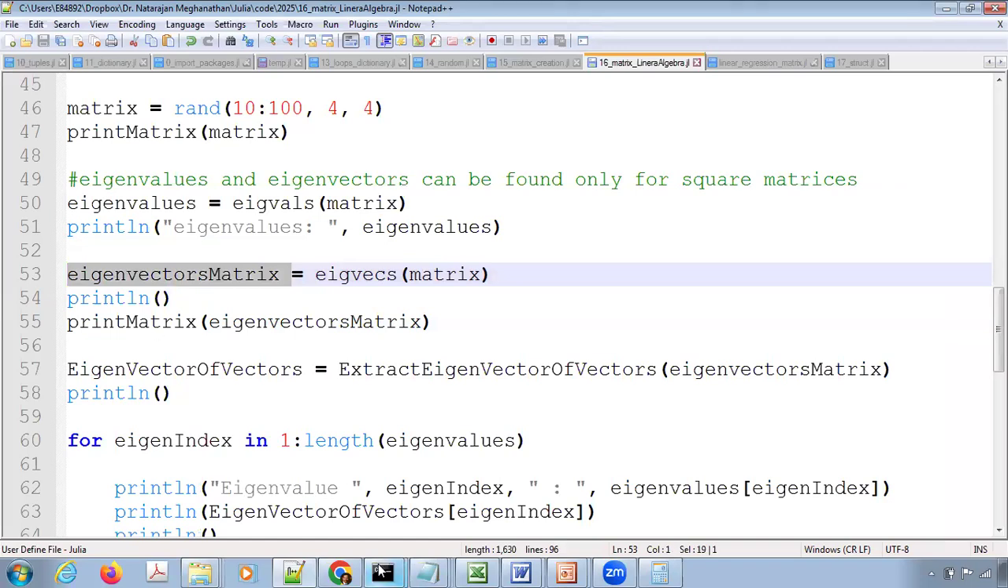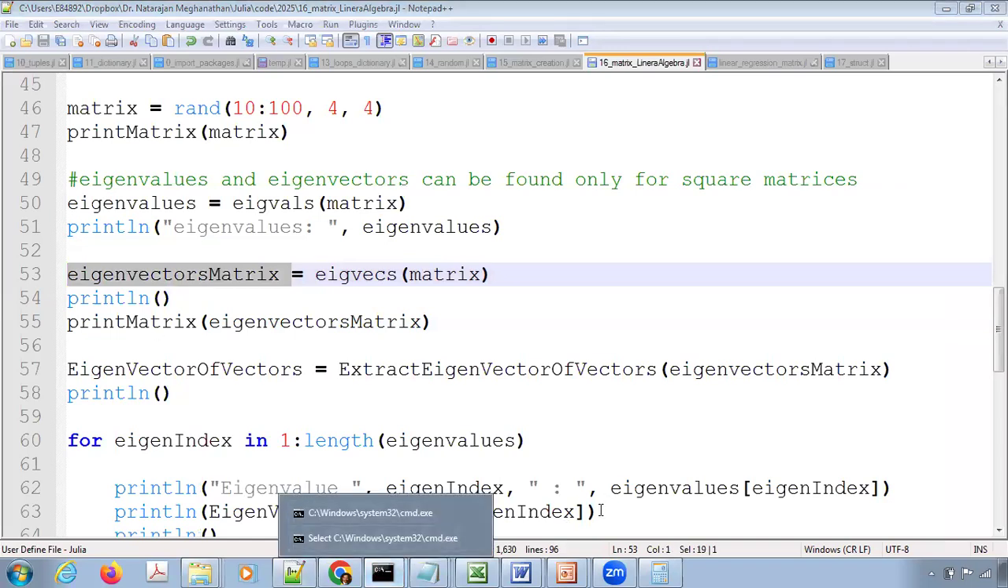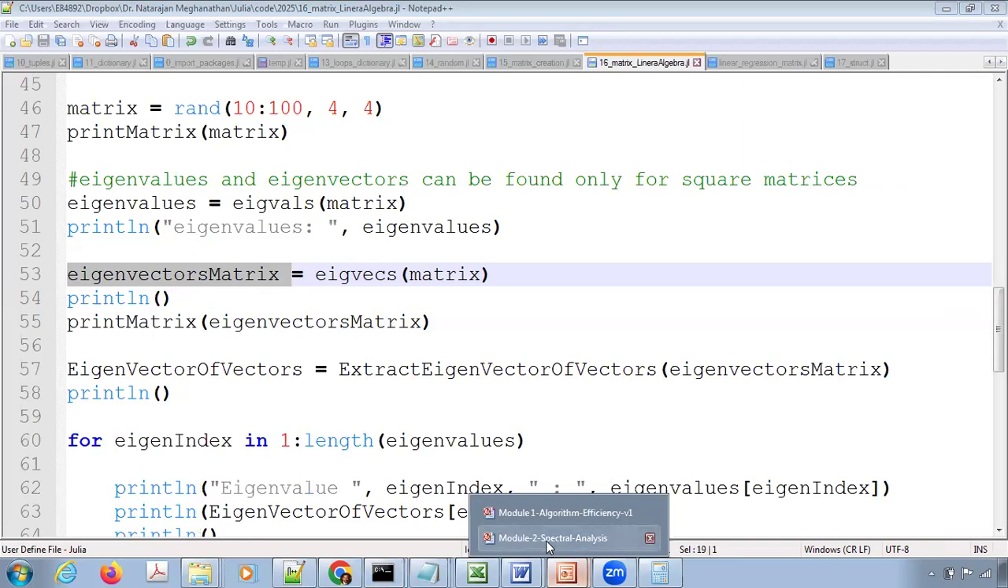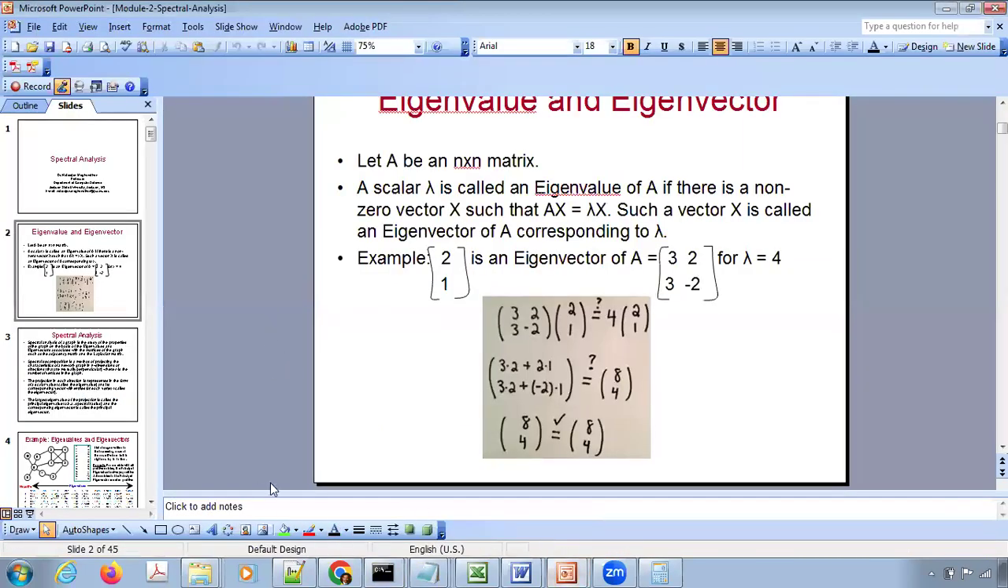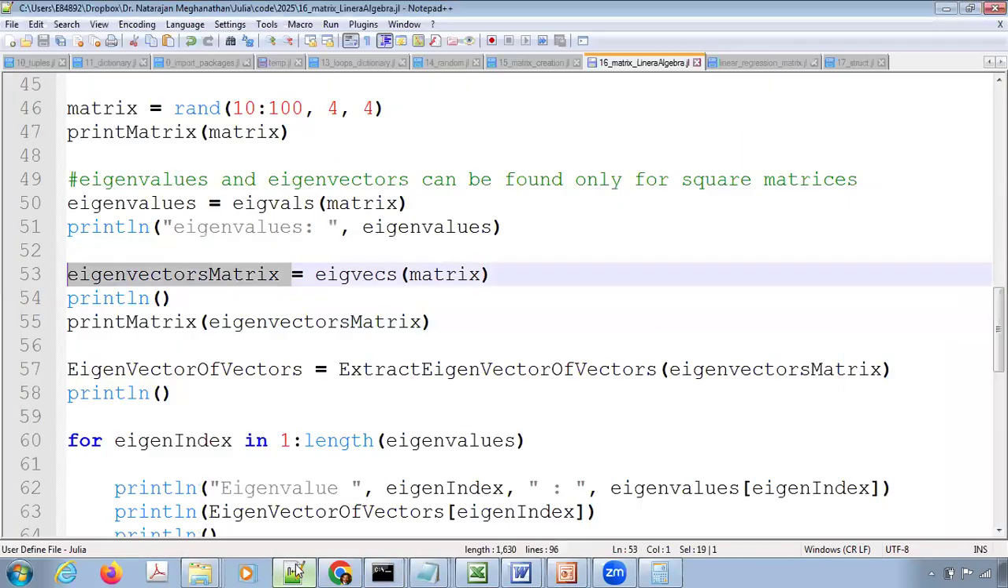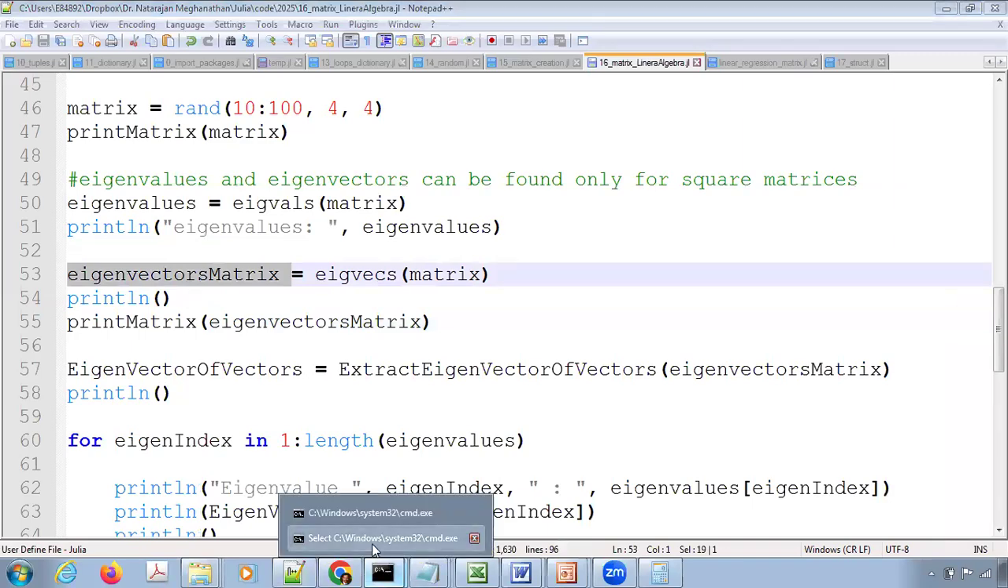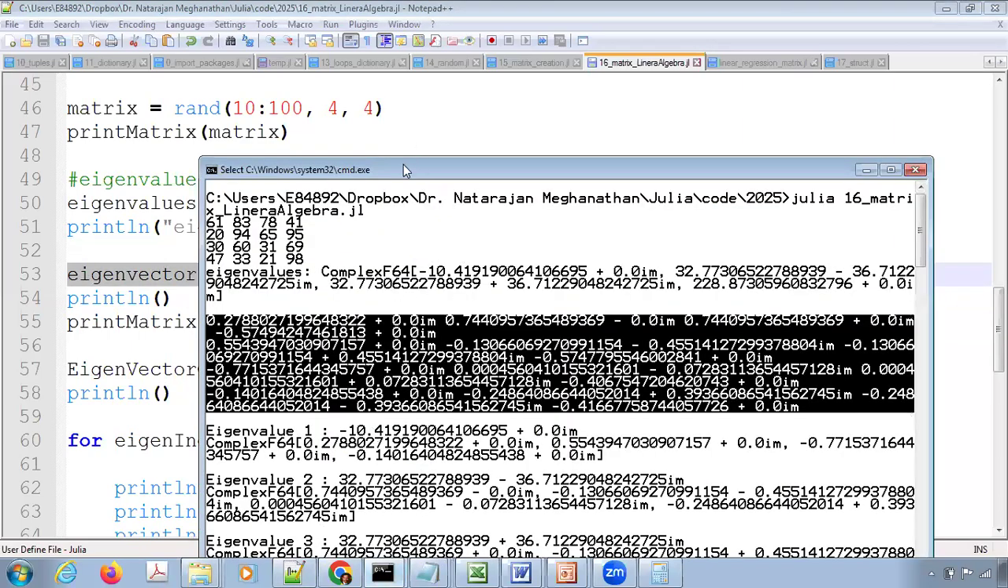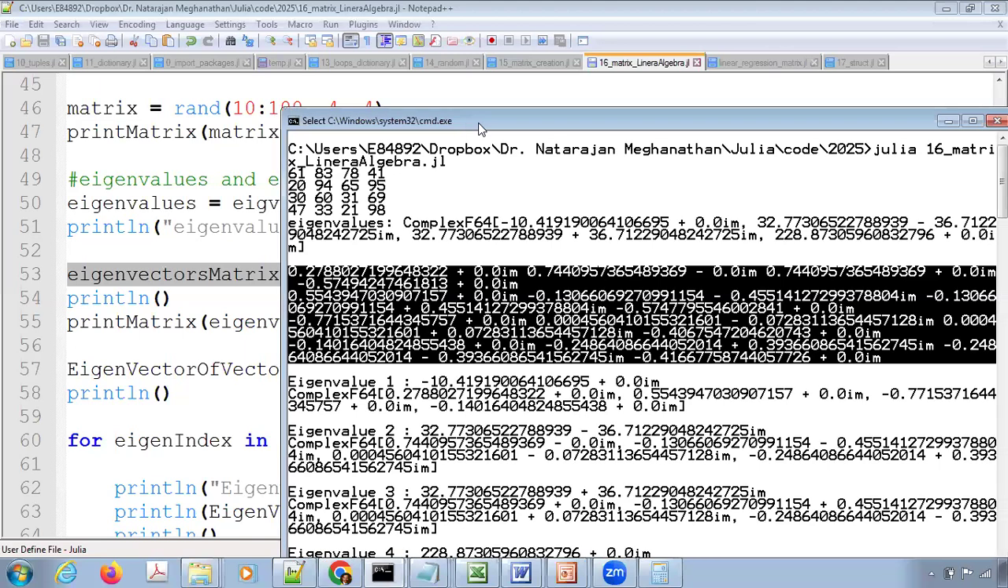Now, remember I said the eigenvectors are basically column vectors, right? Like this 2, 1 here. The eigenvectors matrix, as it is returned by this eigvecs function, doesn't return each eigenvector as a column vector. It returns it like this. So it's up to us now to extract the column vectors.